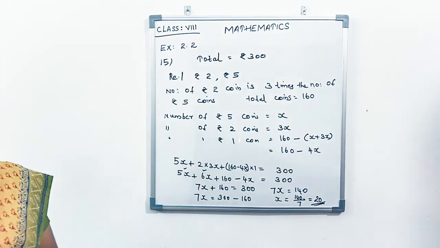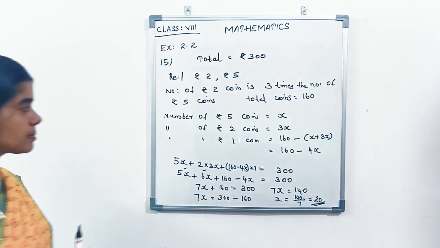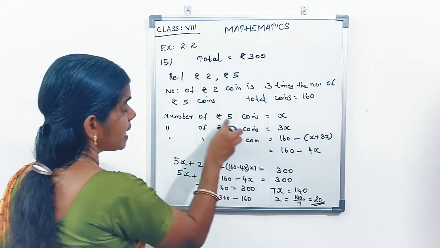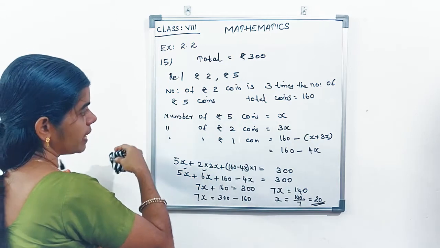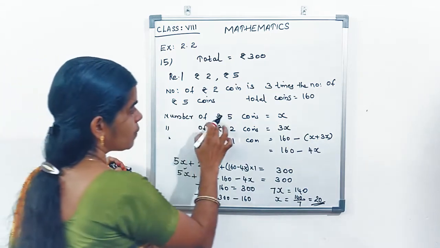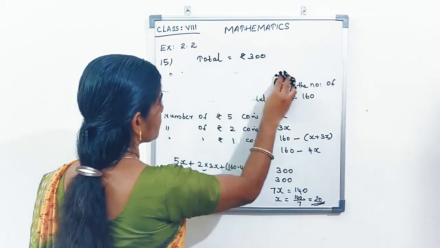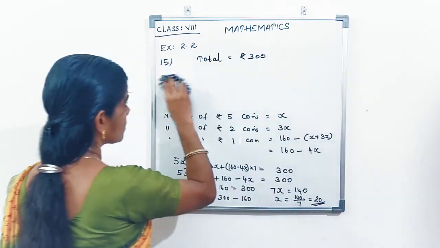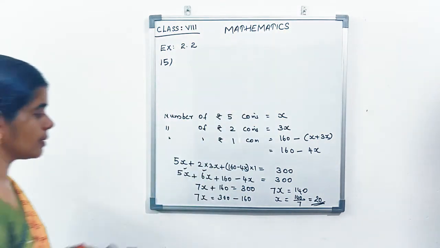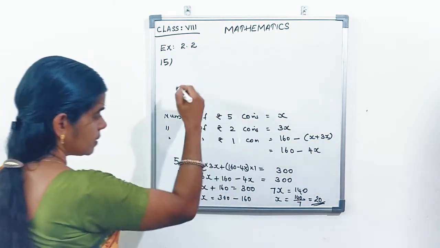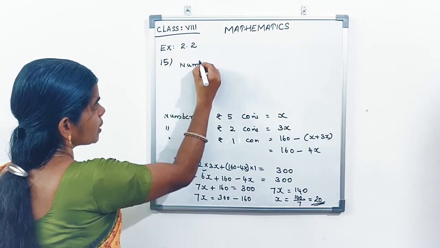Now you have the X value, 20. What does X mean? The number of 5 rupee coins is 20. Then we can find each value. Number of 5 rupee coins: X, you got 20. Therefore, you write the number of 5 rupee coins.